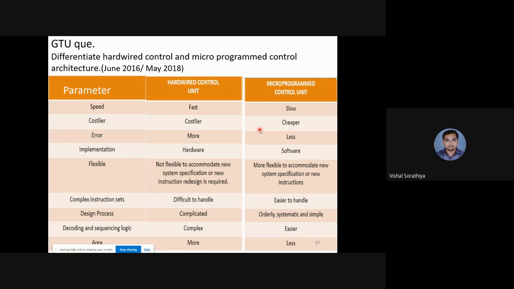Because the hardware stuff is already there, you just need to run that script and that stuff is going to be available automatically. Area: hardware control requires more, microprogram requires less. Okay, so for each and every functionality, each instruction, if you do hardware control, you need to create dedicated hardware for that. But in microprogram, one designed hardware can be used in several instructions simultaneously. Okay, so the overall burden is on the program, not on hardware.